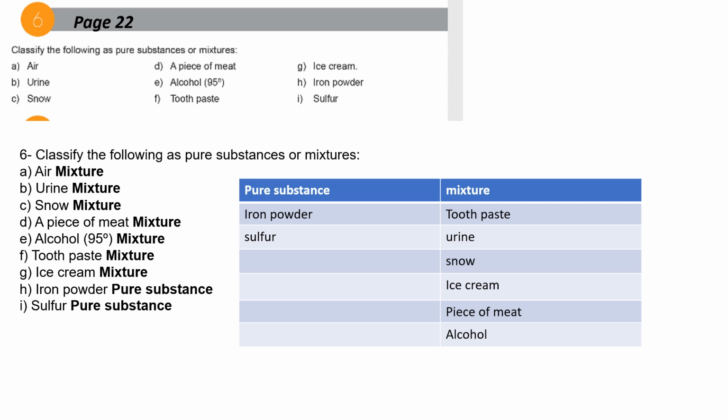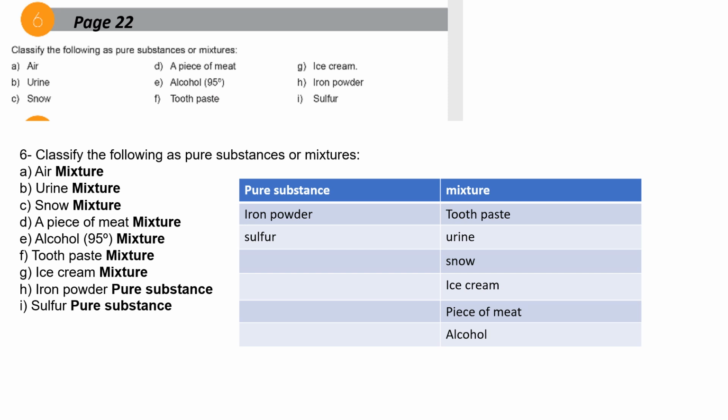E, we have alcohol 95. 95 means 95 plus 5% water. So it's a mixture of alcohol and water. So alcohol is also a mixture. Part F, what about toothpaste? Is it a pure or a mixture? Toothpaste is also considered as a mixture because it is made up of many ingredients such as fluoride, flavoring agents, many other materials.